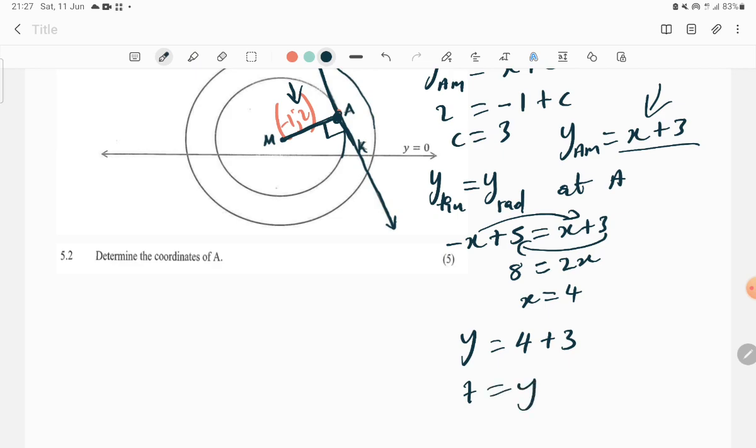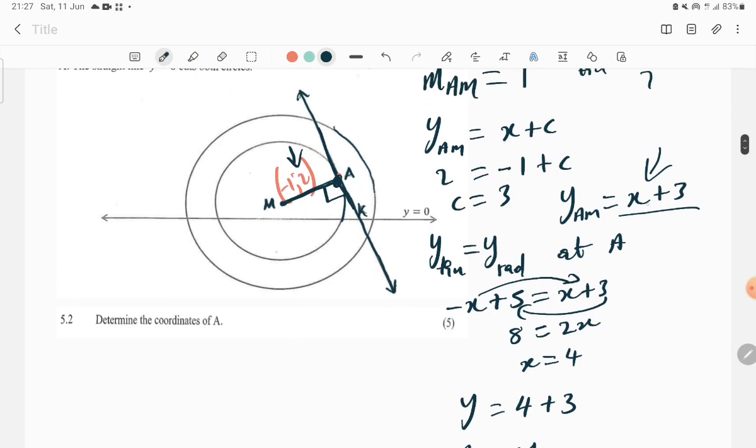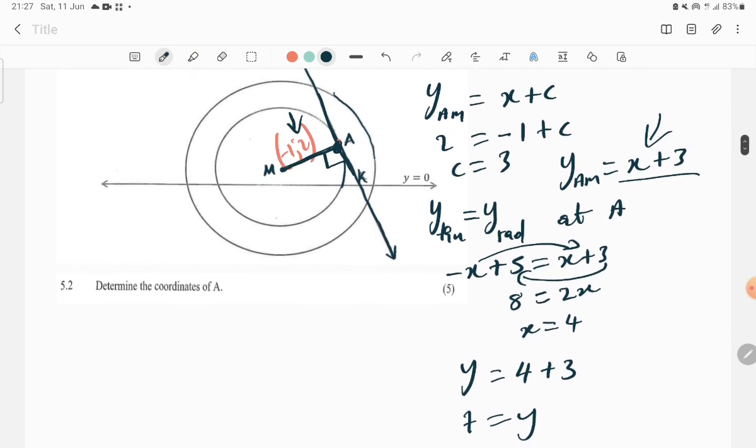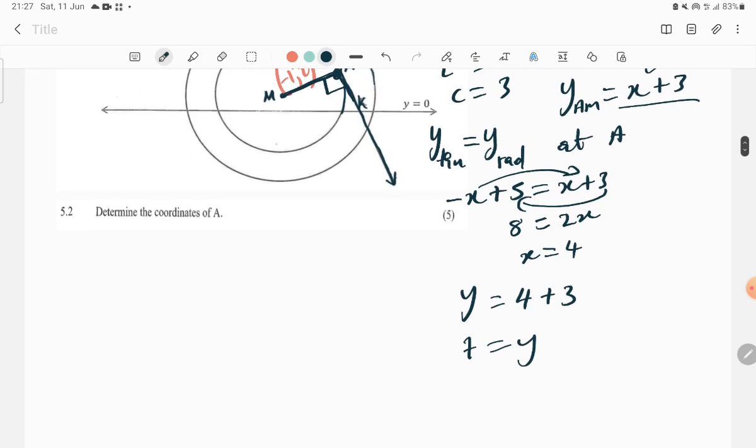So the equation of AM is that, plus 3. Then after finding that, no, this is a big mistake that we have made. When you take this 3 to the other side, it doesn't become 8, it becomes 2. Remember, it becomes 2 because 5 minus 3 becomes just 2. Then our x becomes just 1.